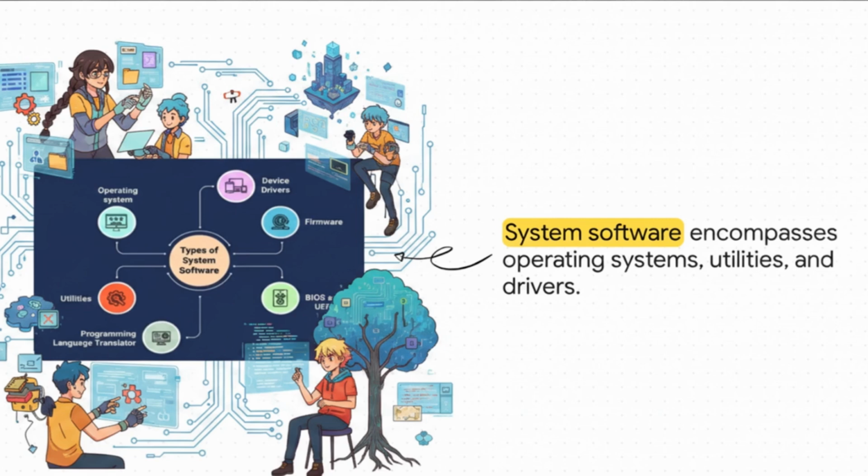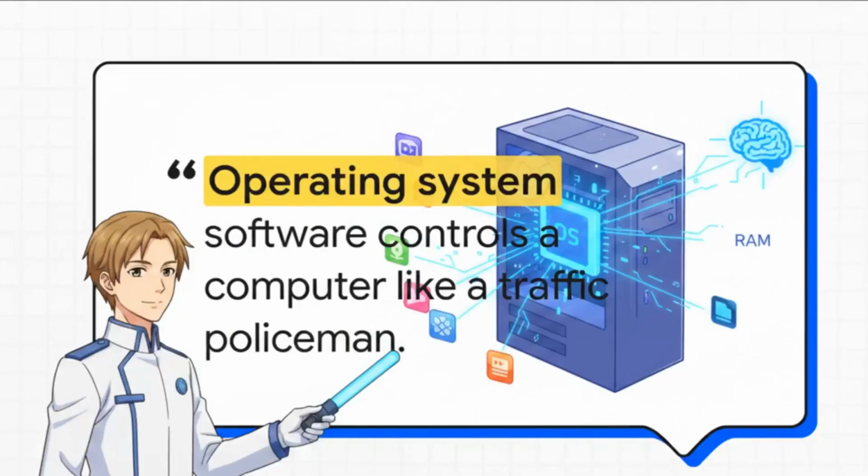Let's zoom in on the big boss first. The operating system, or OS. You literally cannot run a computer without it. Think of the OS as the ultimate traffic cop. It's the very first software loaded into your RAM when you hit the power button, and it doesn't clock out until you shut down. It acts as the core interface, controlling the hardware and setting the stage so you can actually get to work.